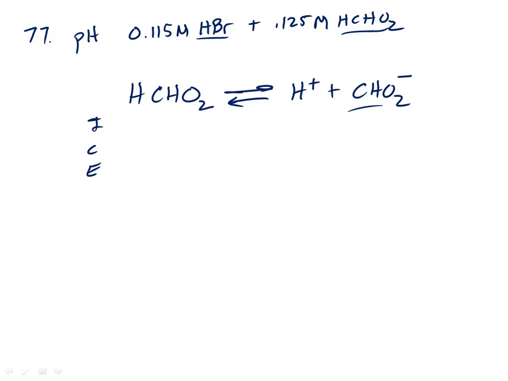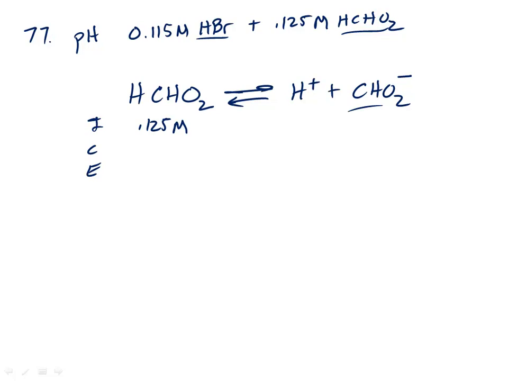What's the initial concentration of the formic acid? 0.125 molar. What's the initial concentration of the hydrogen ion? Is it 0 or is it something else?